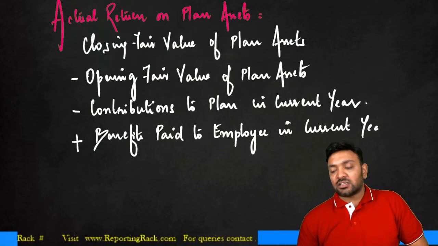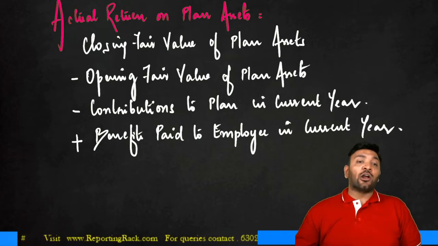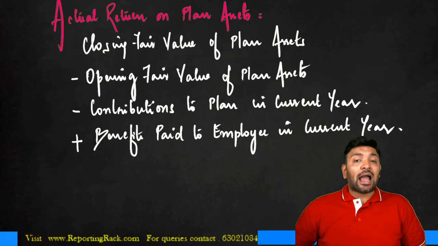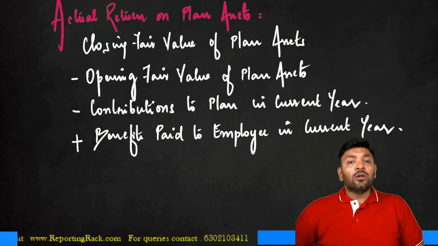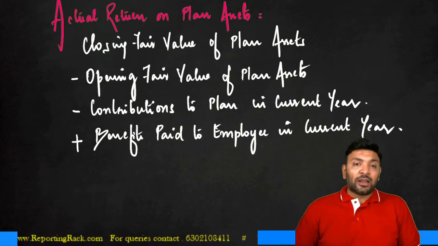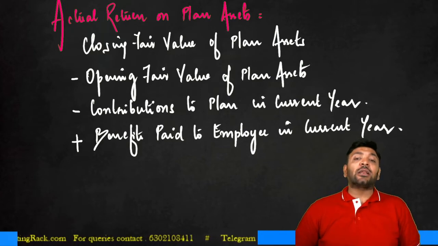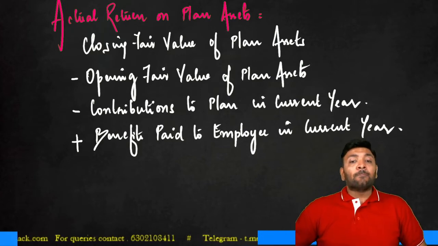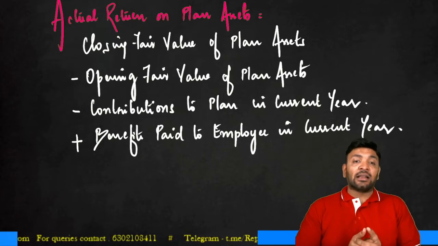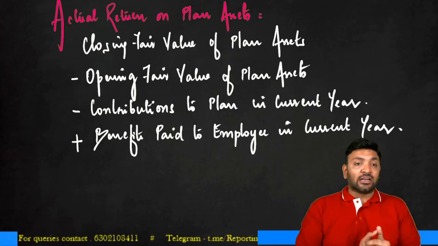This will give us the actual return on plan assets. So the actual return on plan assets is equal to closing fair value minus opening fair value, as determined by the actuary, minus contributions to the plan in the current year, plus benefits paid to the employee in the current year.